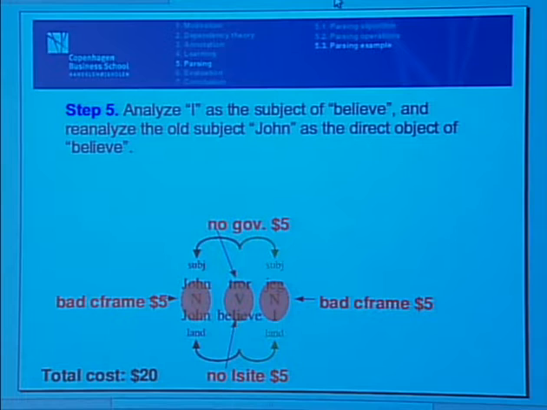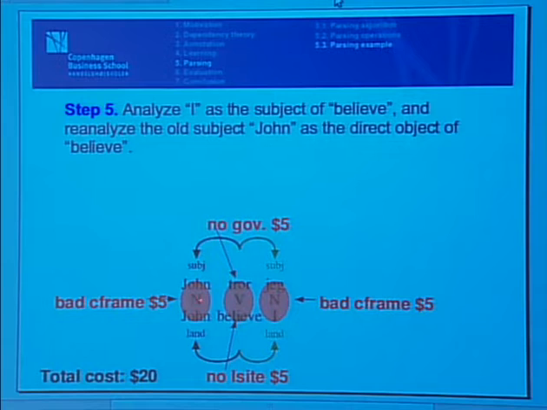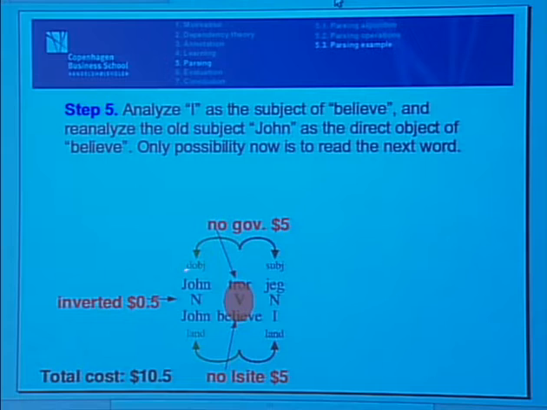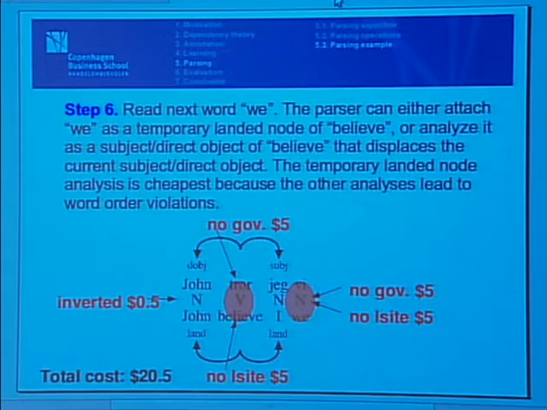So we get a bad C-frame violation here, where both subjects have a bad C-frame cost. And you can then reanalyze John as a direct object. So you try to repair the error by reanalyzing the John dependency as a direct object. But the deal is not over yet because now we get a new word, we, which is also nominative marked, doesn't have a governor and landing site. And we can analyze it as a temporarily landed node.